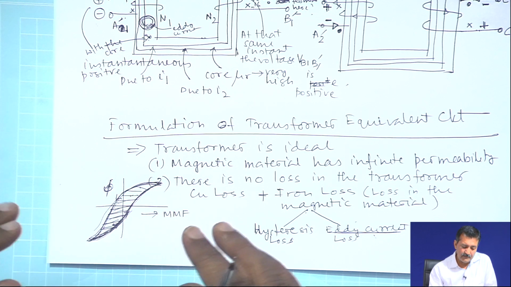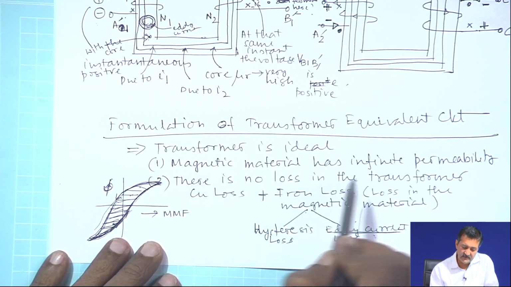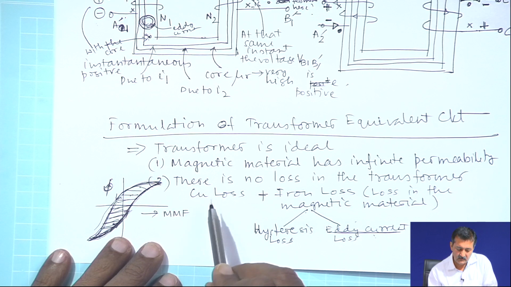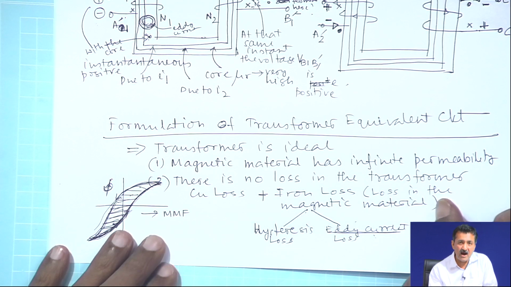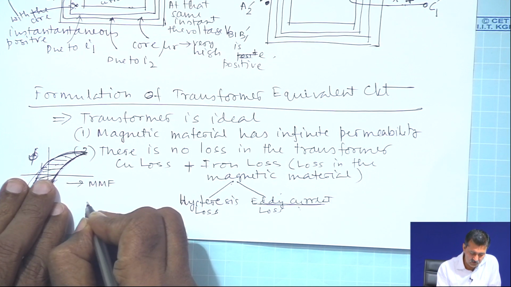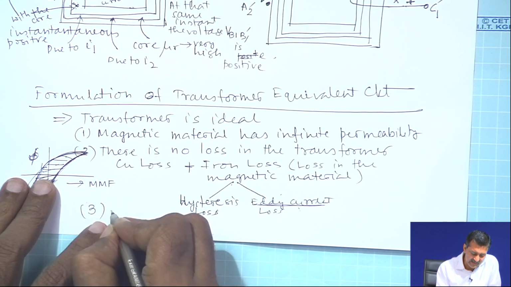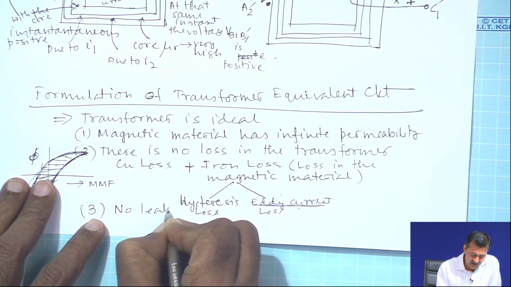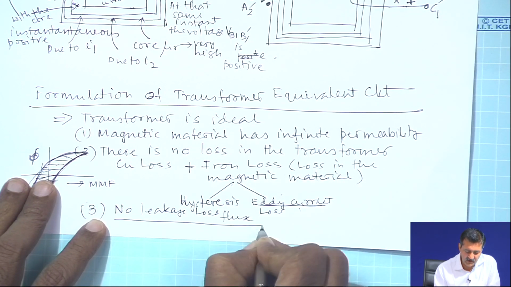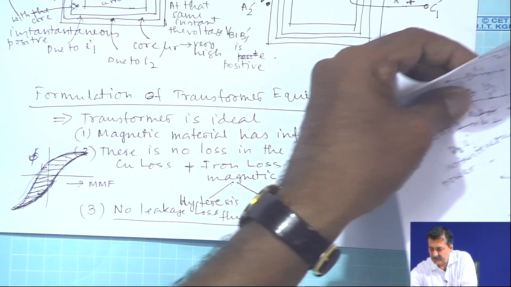So, when the transformer is considered to be ideal, we assume that the magnetic material has infinite permeability, and we assume that there is no loss in the transformer, copper loss and iron loss. And the third thing that we assume is what is called the no leakage condition, no leakage flux. What does it mean, a leakage flux? Let us see.